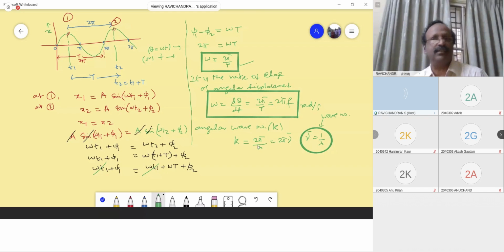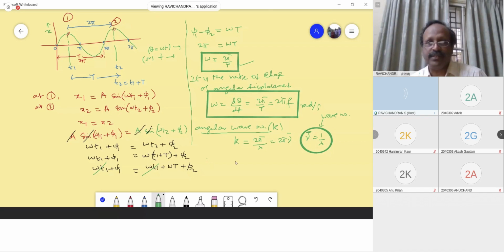Angular frequency, angular wave number. Angular wave number is defined as 2 pi by lambda. Wave number is a reciprocal. Wave number is given as nu bar. Nu bar is a reciprocal of the wavelength.